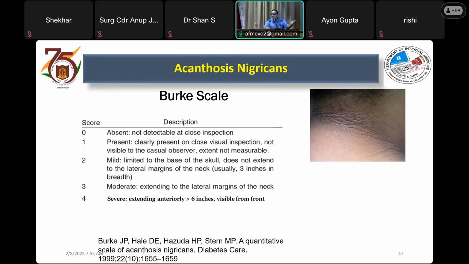So this classification can be used. Grade 1 means simple hyperpigmentation limited to the nape of the neck only, and grade 4 means severe hyperpigmentation that can be seen even from the front. So any pathology that's in here? What will happen if we do the histopathology of the acanthosis?